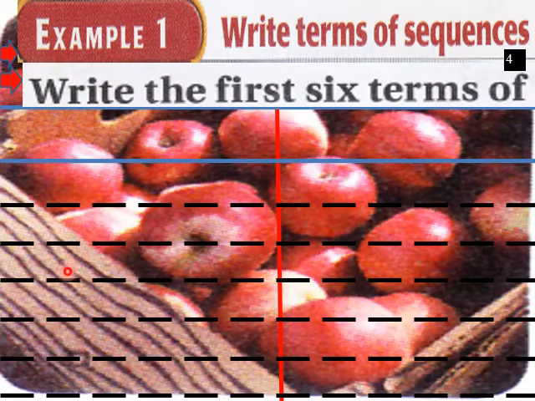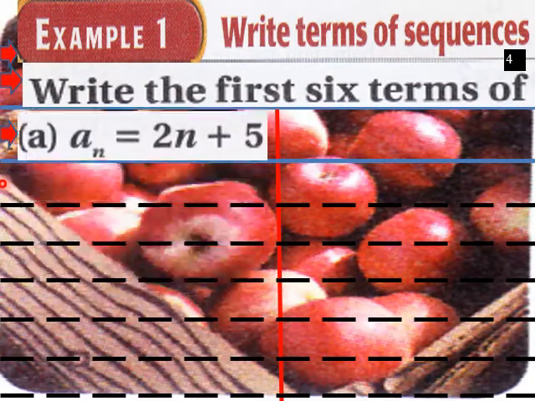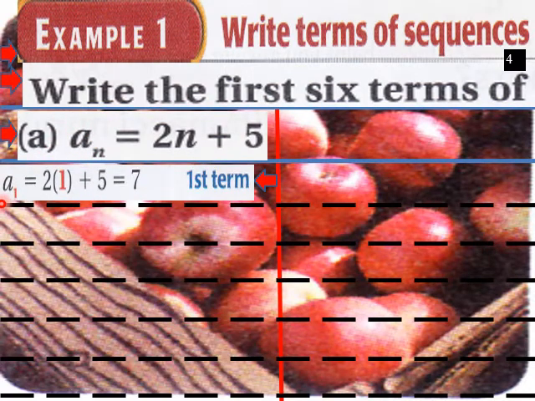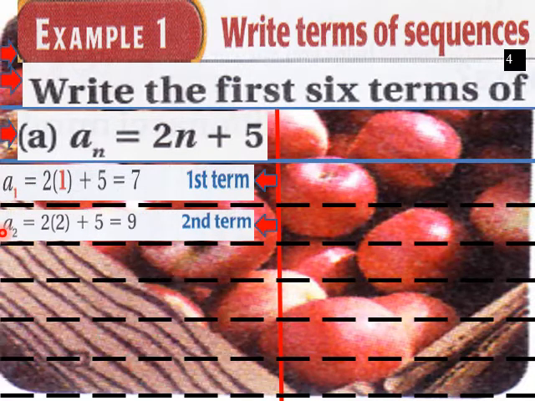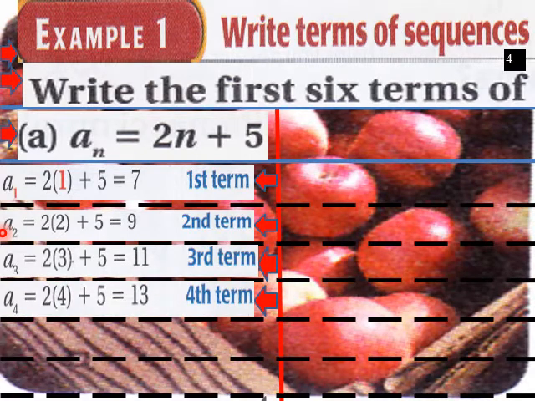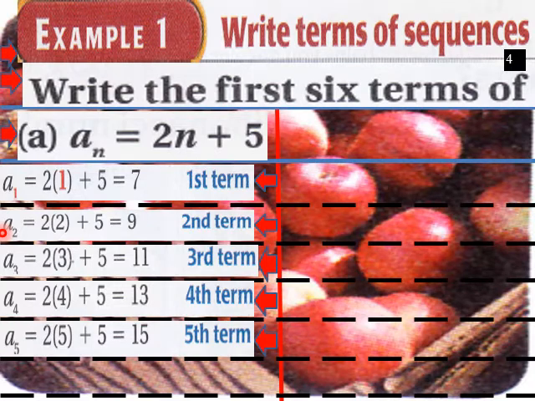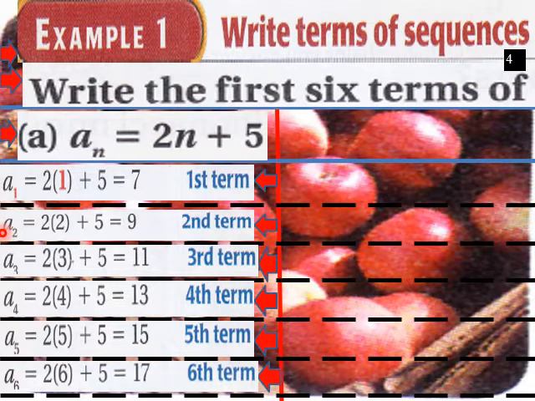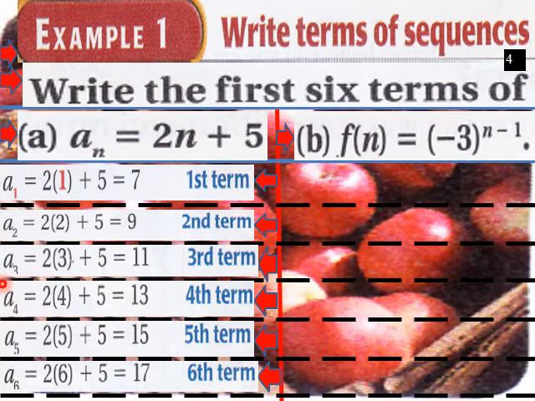Write terms of sequences, write the first 6 terms of this sequence here. So a sub first term here, second term, third term, fourth term, term 5, and then term 6. So a sub n equals 2n plus 5, first, second, third, fourth, fifth, and sixth.